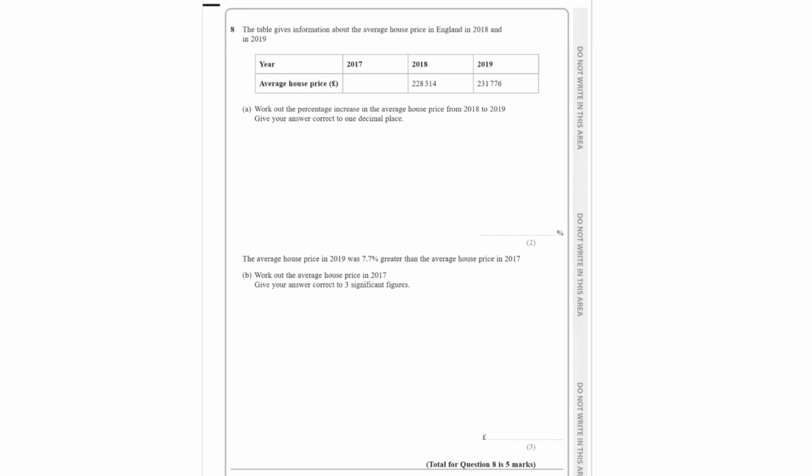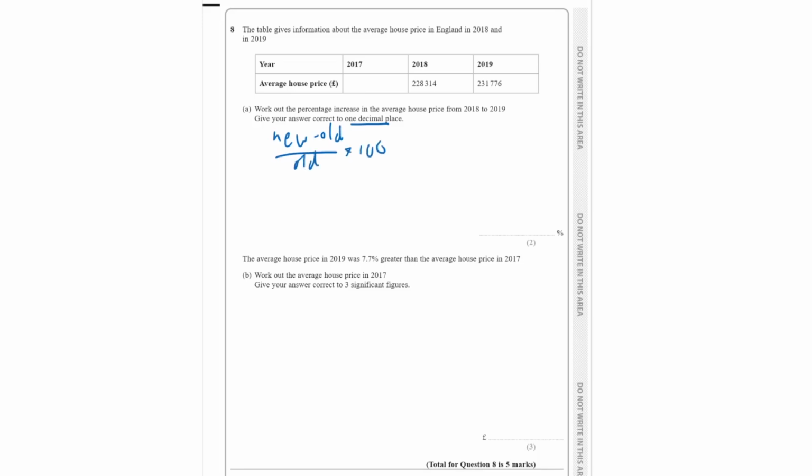The table gives information about the average house price in England in 2018 and 2019. Work out the percentage increase in the average house price from 2018 to 2019, giving your answer correct to one decimal place. When finding the percentage increase, we simply subtract the old value from the new value, divide by the old value, and multiply by 100.